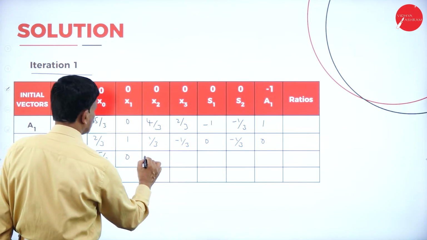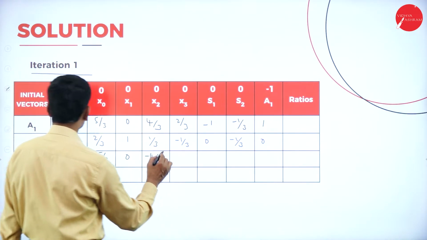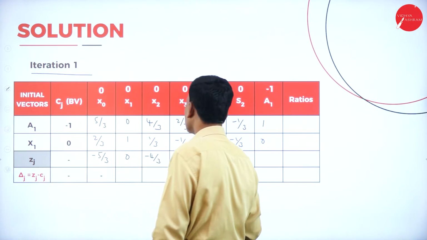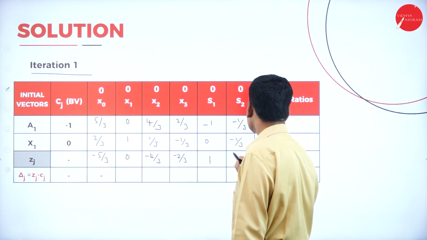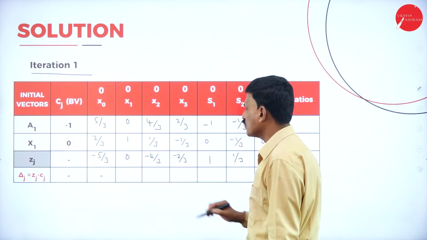Minus 1 into 4 by 3 is minus 4 by 3 plus 0. Again minus 1 into 2 by 3 is minus 2 by 3 plus 0. Again minus into minus plus 1. Again minus into minus plus 1 by 3. Again minus into plus 1, it is minus 1.